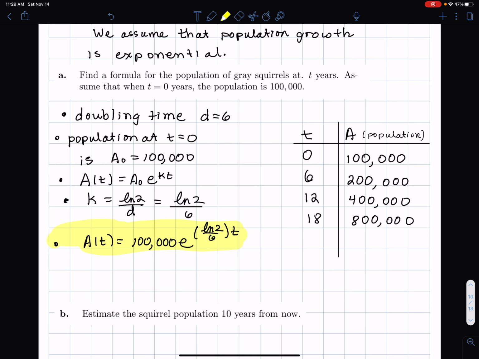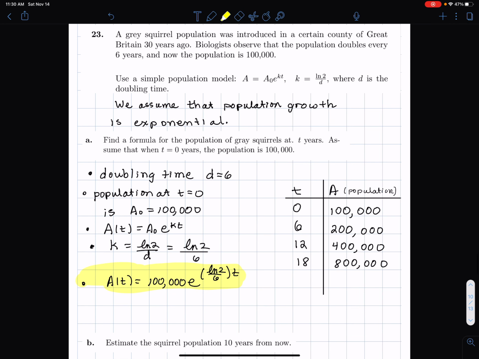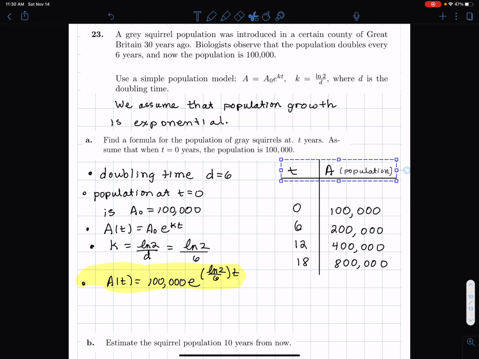If you wanted to find out the population 30 years ago, you could put in t equals negative 30 and punch it in. You could also go back 6 years. You start at 100,000 and go back 6 years. Since it doubles every 6 years, if I went backwards 6 years, I get 50,000. You can keep doing this, going back and back until you get to minus 30 years.